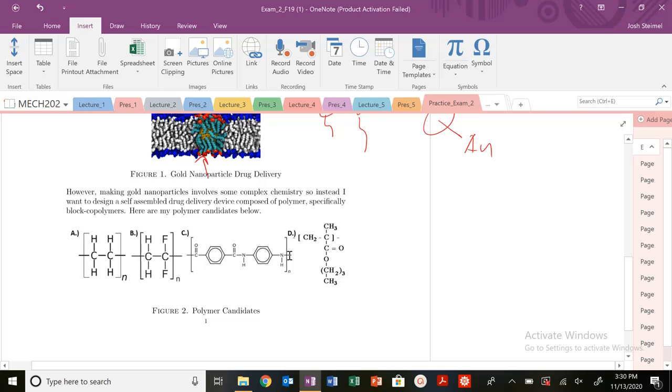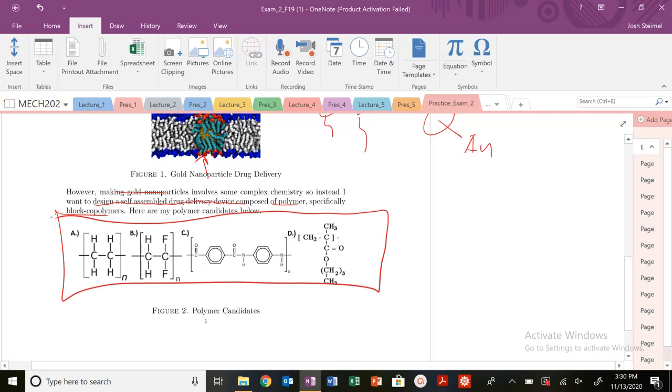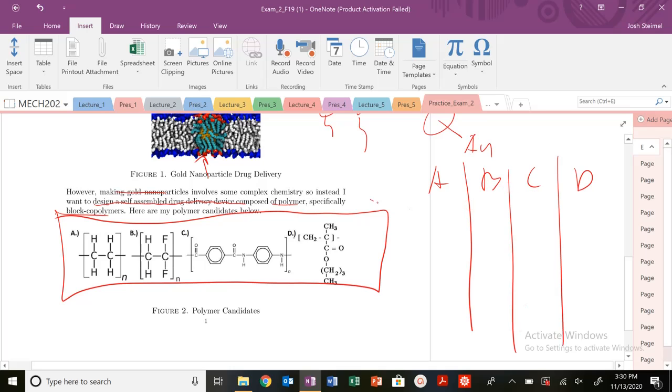Anyways, I don't want to do what Reed did, because I want to design a self-assembled drug delivery device composed of polymers, specifically block copolymers, because gold nanoparticle chemistry is very, very complex. So here are my polymer candidates below. Now, in this exam, you could kind of imagine what's coming. I would start to make a list of polymer A, B, C, D, and start to think about some of the parameters.